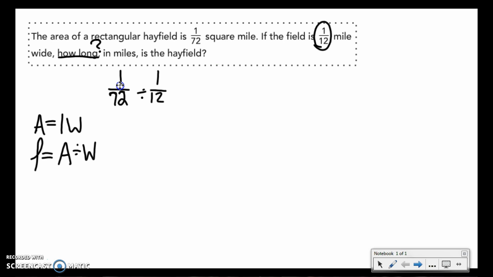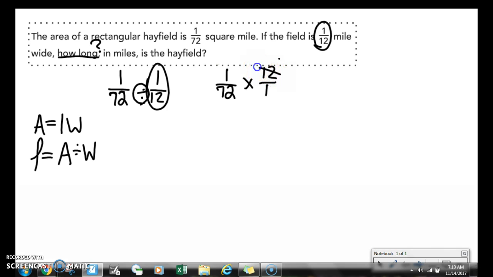So if you're using the reciprocal method, here's what you're going to do. You're going to keep 1/72. You're going to change your sign from division to multiplication because your second fraction is going to flip. So you'll have 12 over 1 instead of 1/12. And look, when I'm looking at this multiplication problem, I can already see that 12 and 72 have a common factor, and that's 12. 12 can go into itself once, and can go into 72 6 times. 6 times 12 is 72.